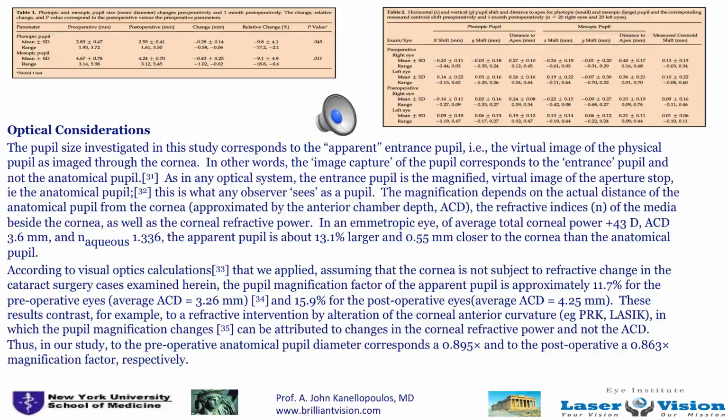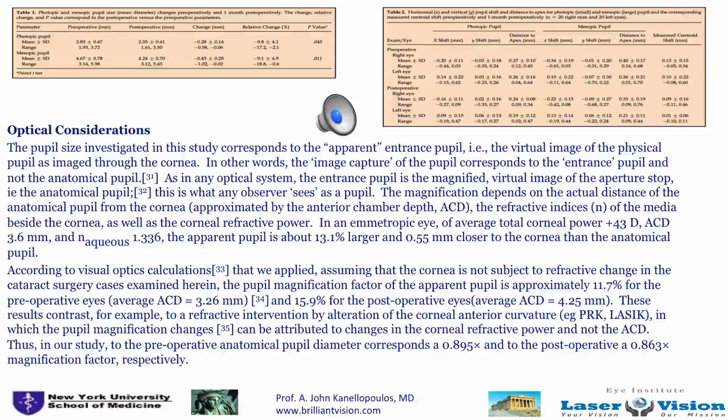The magnification depends on the actual distance of the anatomical pupil from the cornea, approximated by the anterior chamber depth, otherwise noted as ACD, the refractive indices of the media beside the cornea, as well as the cornea refractive power. In an ametropic eye, the average total cornea power is plus 43 diopters and the ACD 3.6 millimeters, and the optical properties of the aqueous, the index, is 1.336. The apparent pupil is about 13.1% larger and 0.55 millimeters, or 550 microns, closer to the cornea than the anatomical pupil actually is.